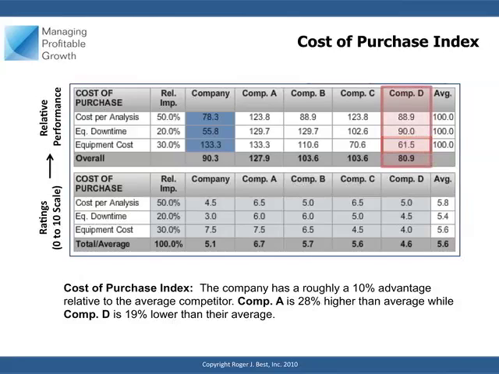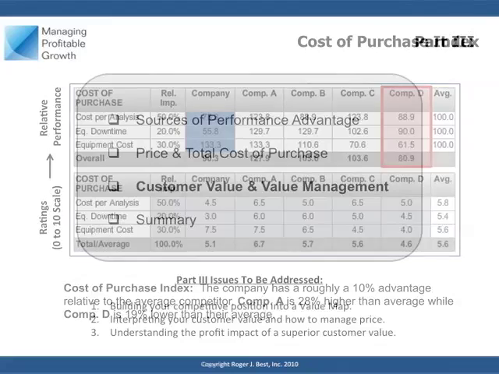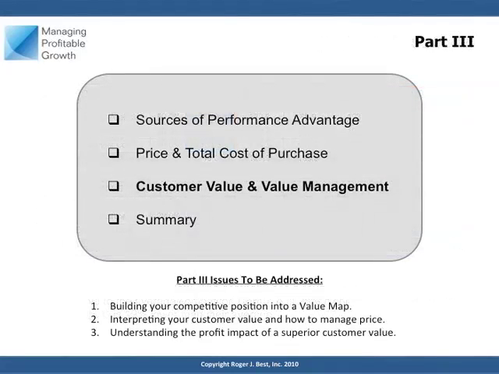So why not buy competitor D's product? It has the lowest price and lowest overall cost to own. We'll answer that question in Part 3. In Part 3, we'll examine how to merge performance advantage with the cost of purchase to create a customer value index and value map.